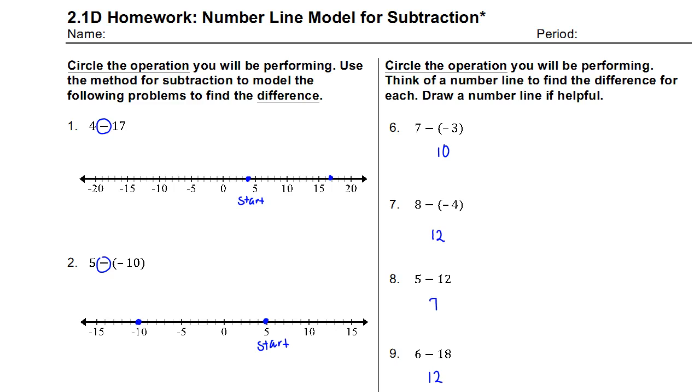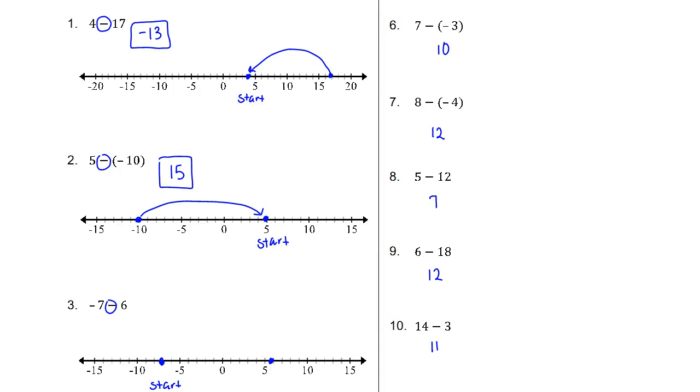So for number 1, 4 minus 17, 17 and 4 are going to be 13 apart on the number line. And to get from 17 back to 4, I would have to go left, which would make that a negative 13 for my difference. For number 2, 5 and negative 10 are 15 apart on the number line. And to get from negative 10 back to my starting point, I would have to go right. So that would be a positive 15 for the difference.